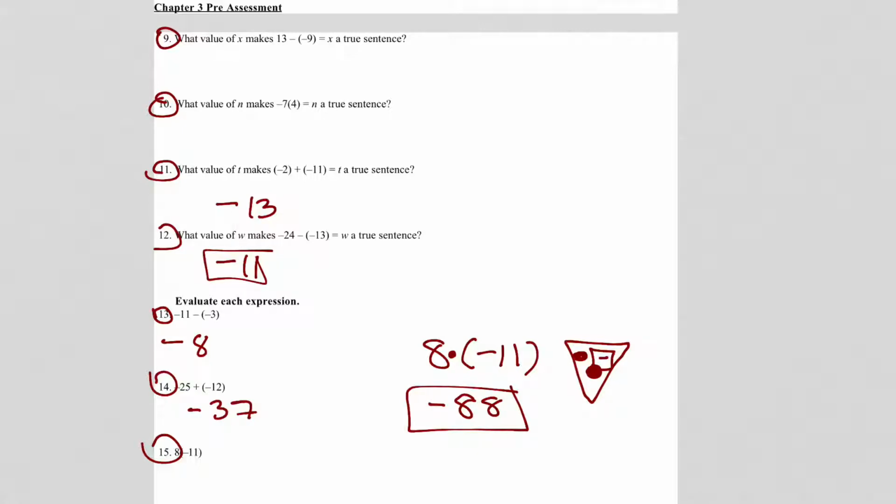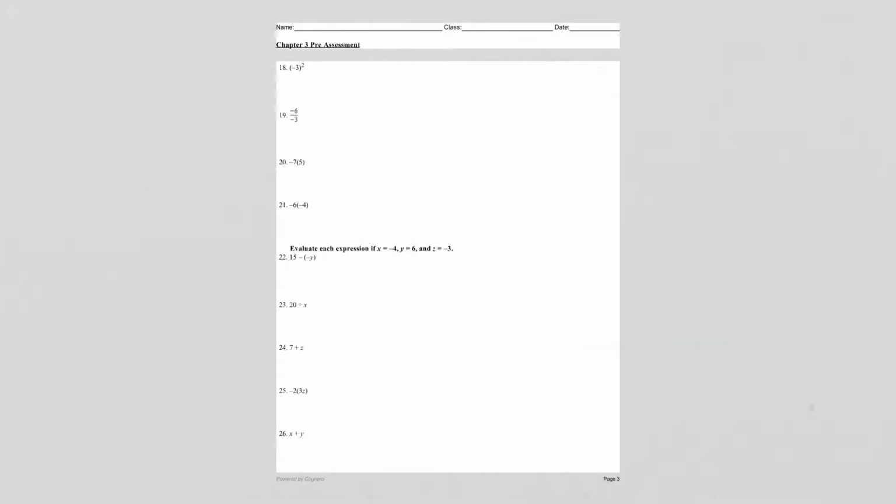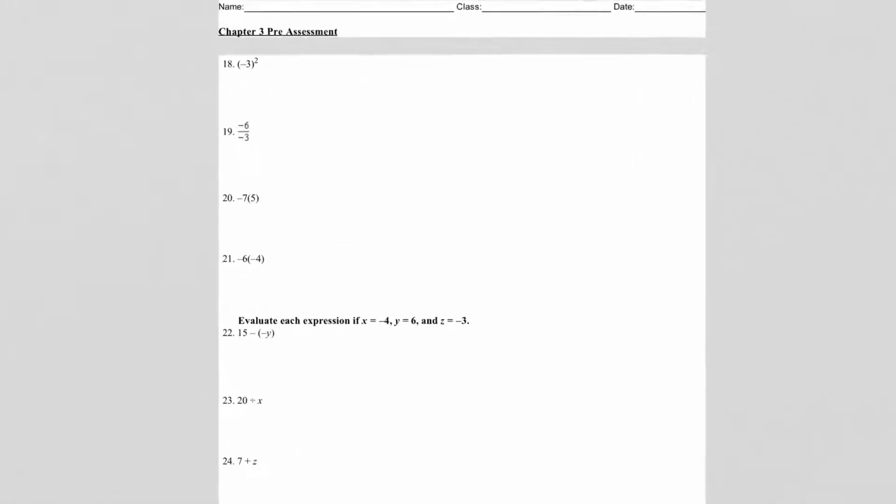We are almost done, even though it says 5 pages. All right, let's move on with our lives. All right, number 18.